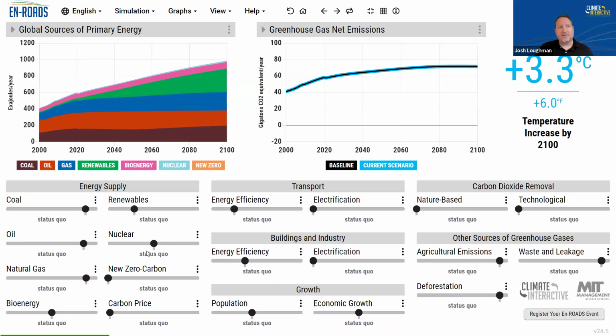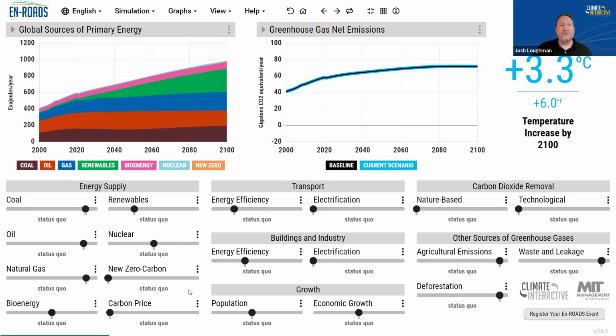nuclear, and this slider does represent both the larger nuclear, any existing nuclear technology is really what this slider represents. So you could subsidize it, and you can see this blue wedge increasing throughout the end of the century, or you can tax it, and you can see that it shrinks.